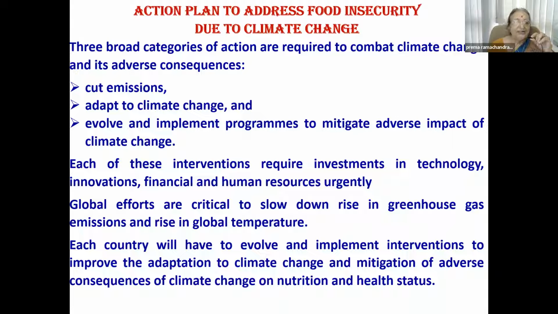Then secondly, try to adapt to climate change, especially in agriculture, and in preventive steps that we need to take in terms of storage over time of foodstuffs. Finally, evolve and implement programs to mitigate the adverse impact of climate change. Each of these interventions requires investment in technology, innovation, financial, and human resources.